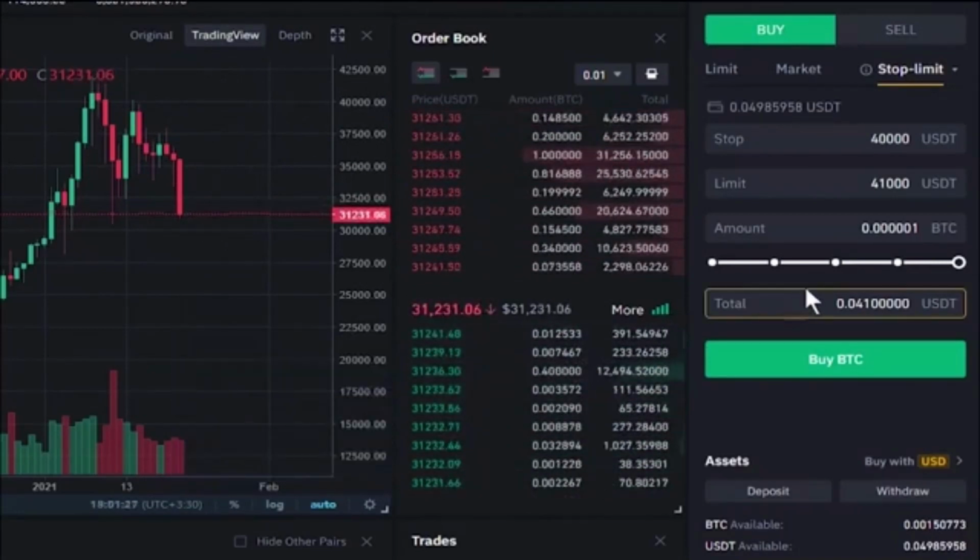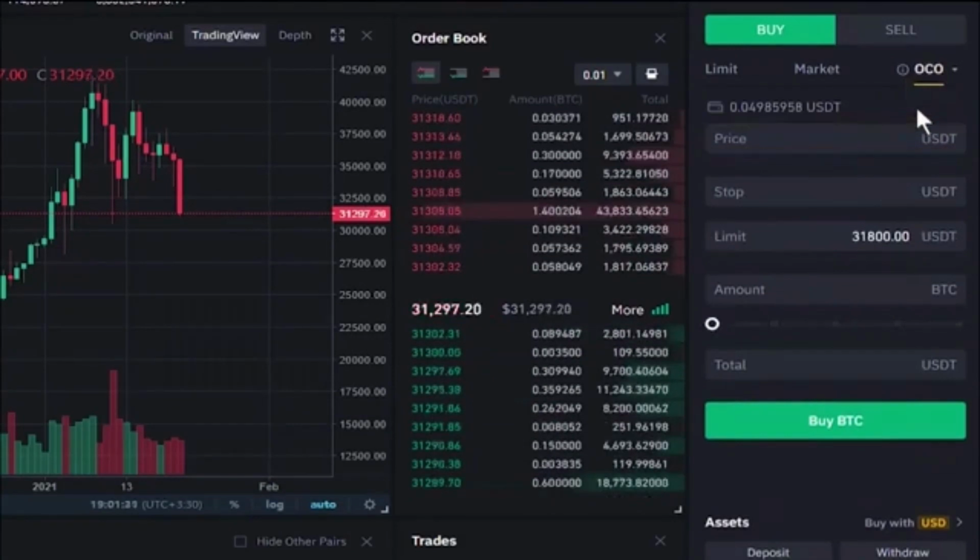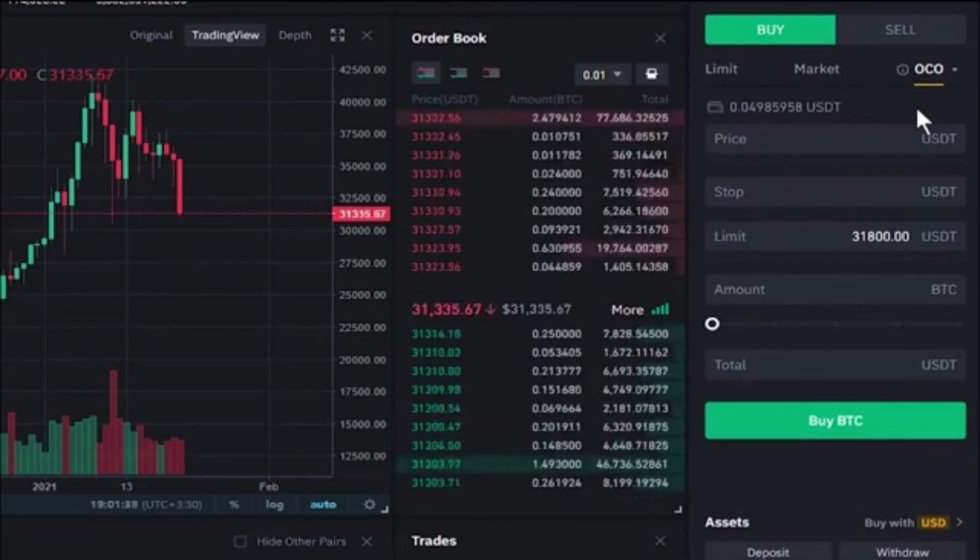Another kind of order that you can place on Binance is OCO, one cancels the other. Actually, it's a mix of stop limit order and limit order, and it's useful for placing stop loss order and take profit order at the same time. If either of the orders is triggered, the other order will be canceled.